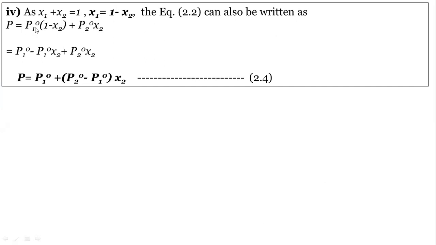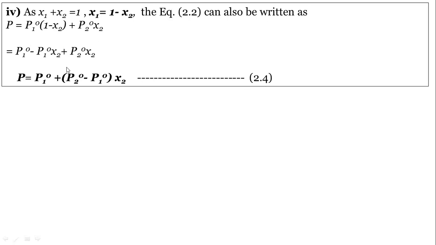So by multiplying this, P naught 1 into 1 minus x2, P naught 1 into 1 is P naught 1, minus P naught 1 into x2, it is written here, see, plus P naught 2 into x2 as it is. After solving this equation, we get P is equal to P naught 1 plus P naught 2 minus P naught 1 into x2. x2 we have taken common, and by rearranging this equation, P naught 1 plus P naught 2 minus P naught 1 into x2. This is equation number 2.4.